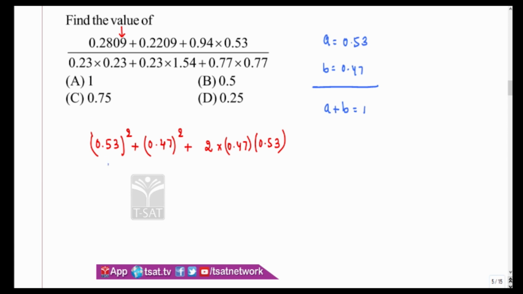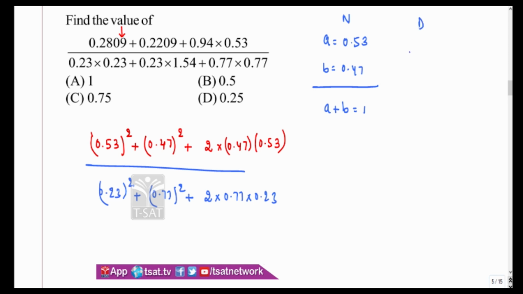In the denominator also, it is 0.23 whole square plus this 0.77 whole square. 0.54 you can write as 2 into 0.77 into 0.23. Now look at the denominator. A is 0.23 in the denominator, b is 0.77. If you add both of them, it becomes 1. Therefore, your numerator is 1 and denominator is also 1. The answer is 1.